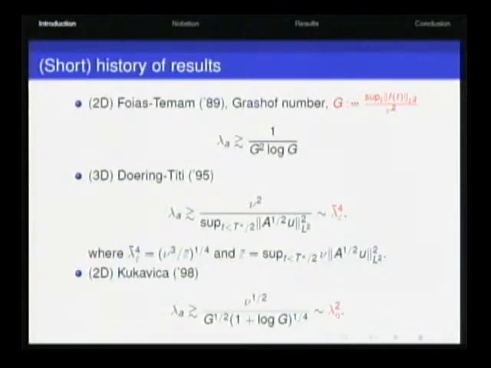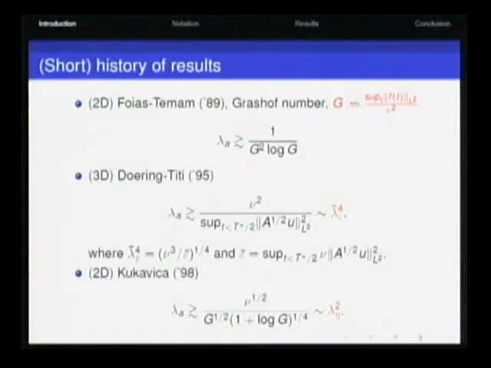So here's a short history of results. There are some missing, but the ones that will be relevant for this talk are the ones I've listed here. In 1989, Foias and Temam introduced this Gevrey norm technique, and they obtained a bound on the radius of analyticity of Grashof to the -2, up to a log. And this Grashof number is just a measure of the force.